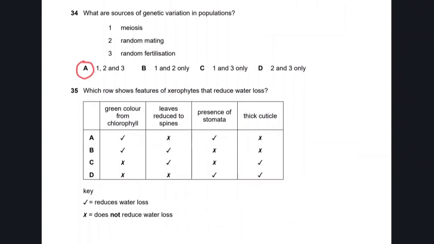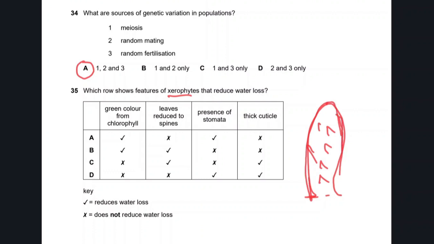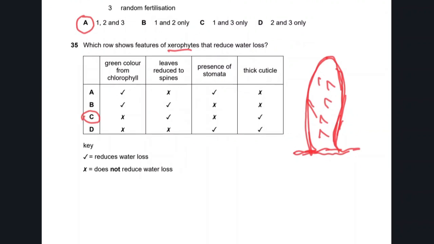Which row shows the features of xerophytes? Xerophytes are plants like the cactus, which have leaves turned into spines and a thick waxy cuticle, and this type of plant can adapt to live in low water. So green color is not the adaptability. Leaves reduced into spines, yes, and thick cuticle, yes. C is the right answer. Presence of stomata, no, because stomata will cause water loss.